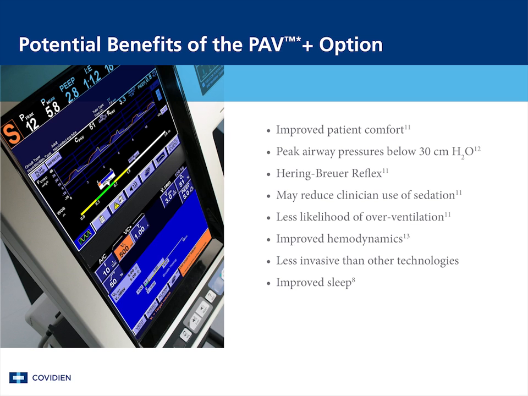In a study of proportional assist ventilation, Yunus et al. found that the need for sedation, as it relates to ventilator asynchrony, may be reduced, and there is less likelihood of overventilation. Because the diaphragm is fully engaged during the entire inspiratory phase, the respiratory pump is active at all times and results in improved hemodynamics. Compared with other technologies that attempt to measure work of breathing, such as an esophageal catheter, the PAV Plus option is far less invasive. A study by Bosma et al. showed that proportional assist ventilation improves quality of sleep when compared to pressure support ventilation.